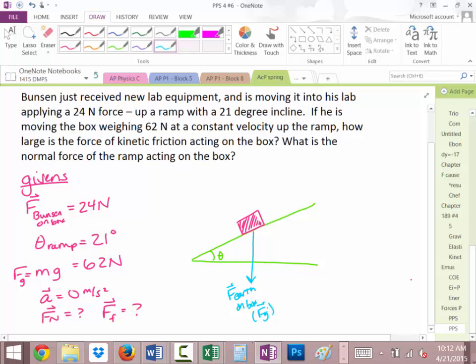Jake. The normal force is perpendicular to the platform, to the ramp, to the surface. Yeah. So we'll say it's going something like this. Does that look okay? So that's the force of the ramp on the box. Normal means perpendicular. All right, that's 2. Are there any other forces acting?